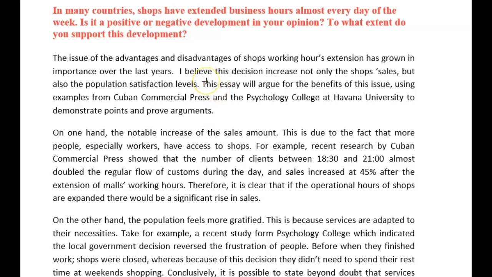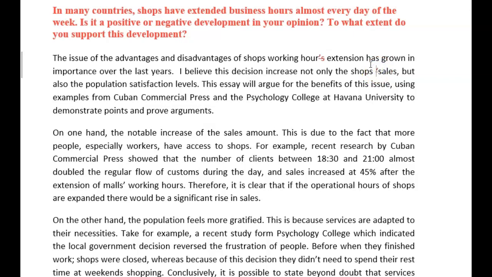Let's have a look at the essay about extended business hours. So, is it a negative or positive development? The issue of the advantages and disadvantages of shops working hour extension, I wouldn't do this, has grown in importance over the last years. Okay, I believe this decision increase not only the shop's sales.